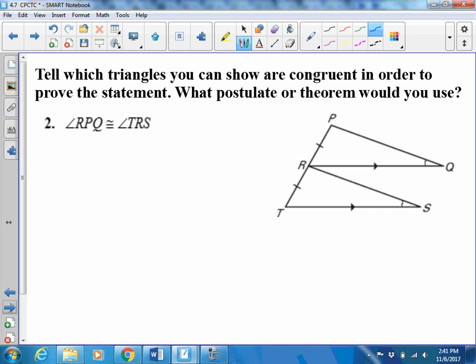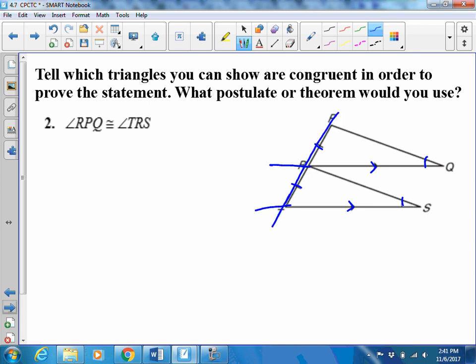Okay, so I'm trying to show why RPQ is equal to TRS. So that information I can't use to answer the question. I want to prove the triangles are congruent and use one of my rules. So I see a side is congruent to a side, and I've got an angle over here congruent to an angle. I'm going to have to use these parallel lines to find some congruent angles. So if I were to extend them out, here's your transversal.